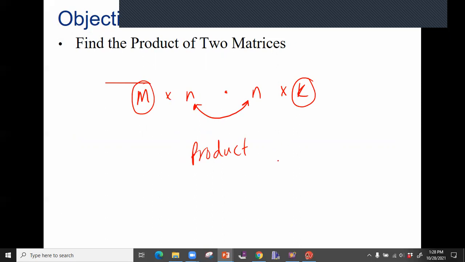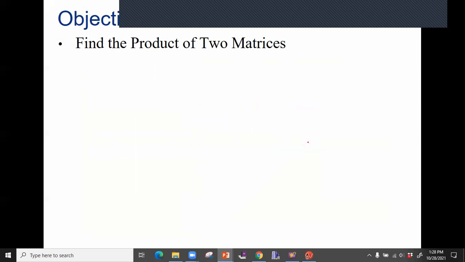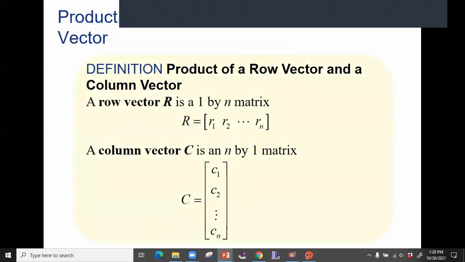So it would produce an M by K matrix. When we are doing this, your number of columns in the first and your number of rows in the other one have to be equal.